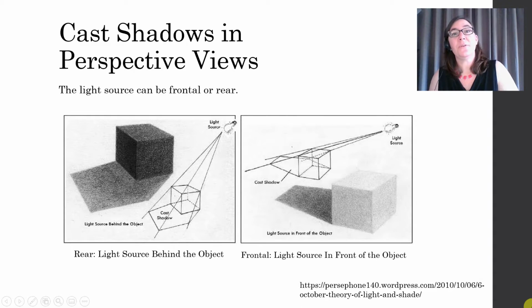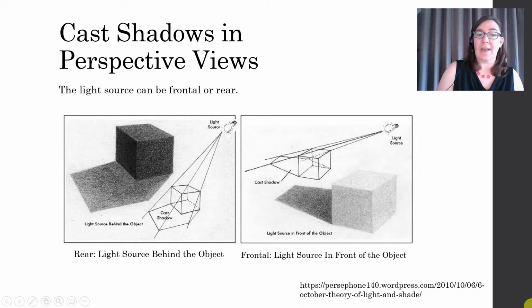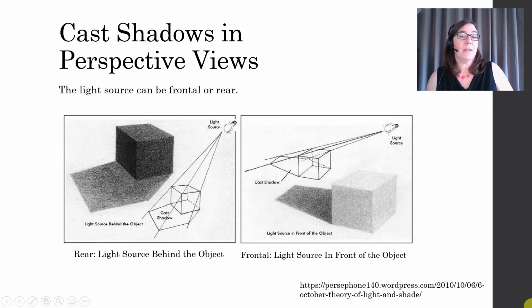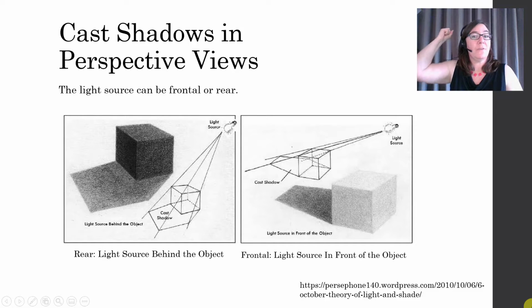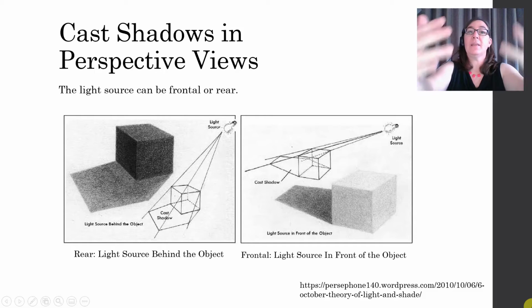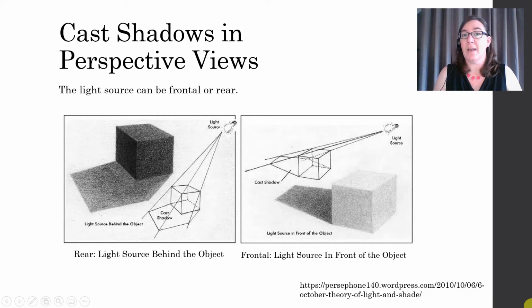And in the last video, you just learned how to cast a shadow with a rear light source. Behind the object, the shadow comes out towards the viewer. Now let's take a look at a frontal light source. The light source is going to be behind the viewer. It's in front of the subject of your drawing, and the shadow will cast out away from the viewer.